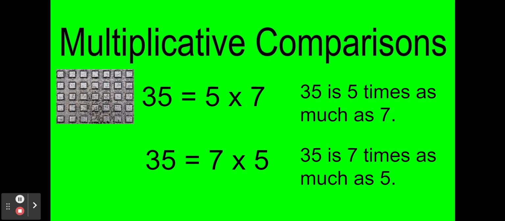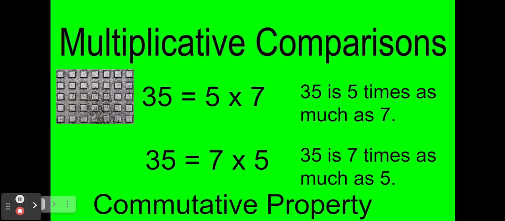So in math, there's a word for this that means that I can take my factors and I can swap places with them. I could put the first factor second and the second factor first, and it doesn't change the answer. And that is called the commutative property of multiplication. So that property just means that it doesn't matter if you switch the order. I can say 5 times 7, and I can say 7 times 5, and I'm still going to get 35.